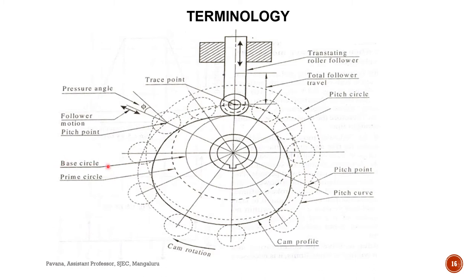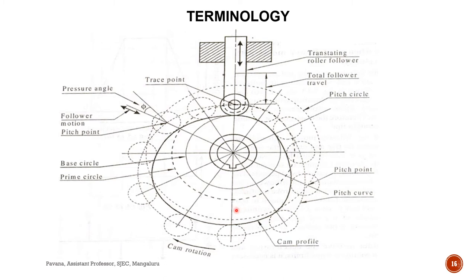You can see the base circle here. It is the smallest circle, keeping the center at the cam center. So its center and the cam center will be the same. The base circle decides the size of the cam. Depending on the size of the base circle, the cam size will be decided. If you have a smaller base circle, the cam will be very small, and if it is very big, the cam will be very big.